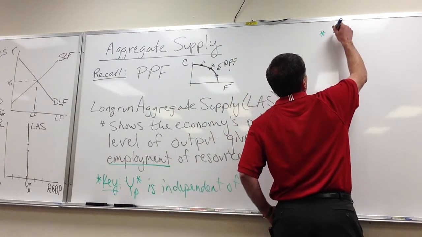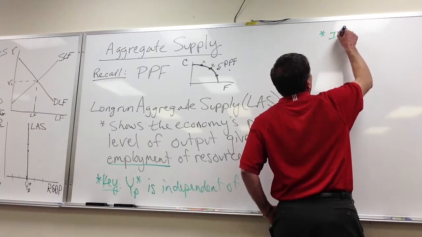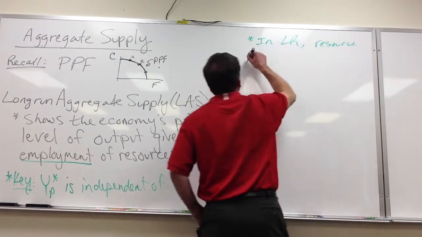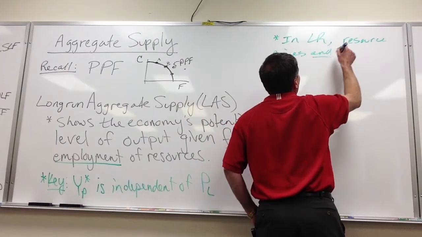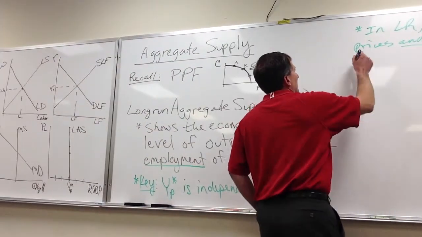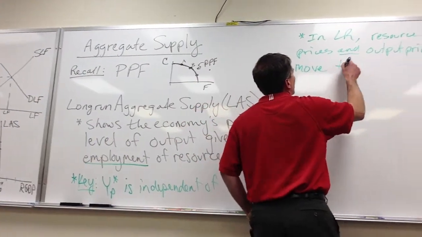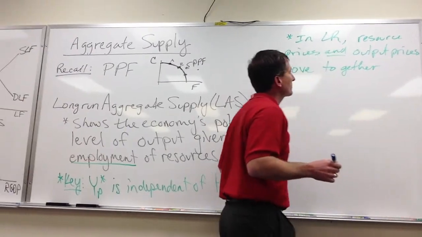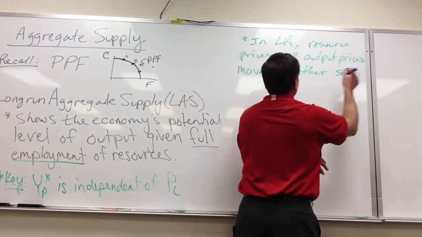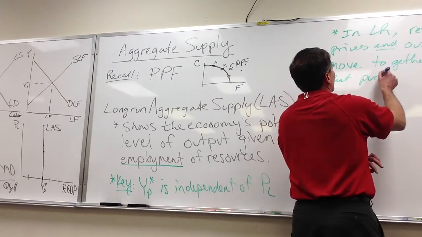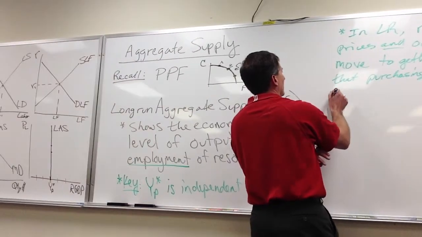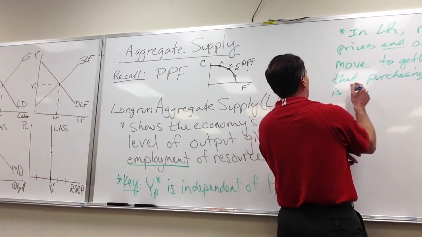Because if they're all going up together, it doesn't matter. So in the long run, resource prices and output prices move together, such that the purchasing power is constant.